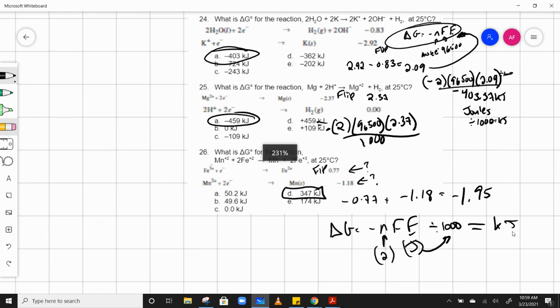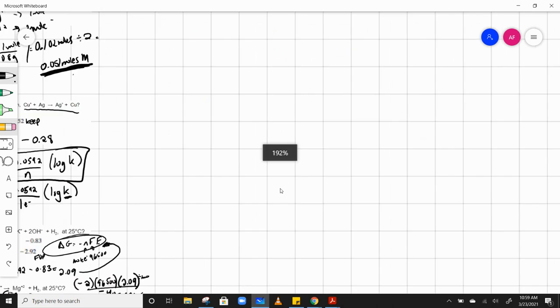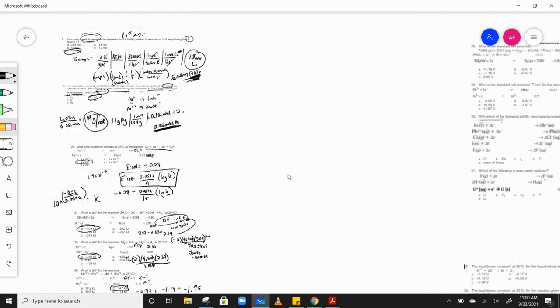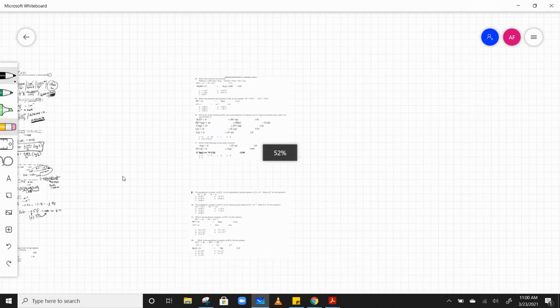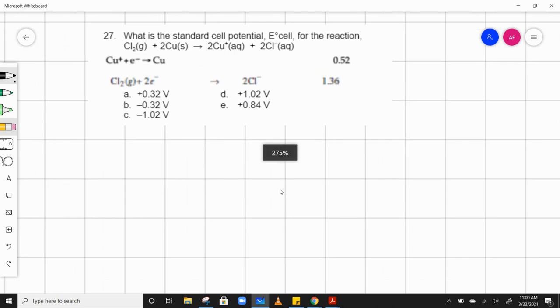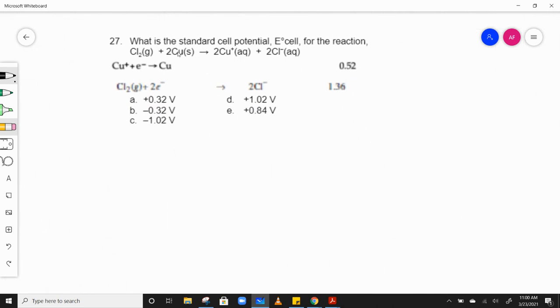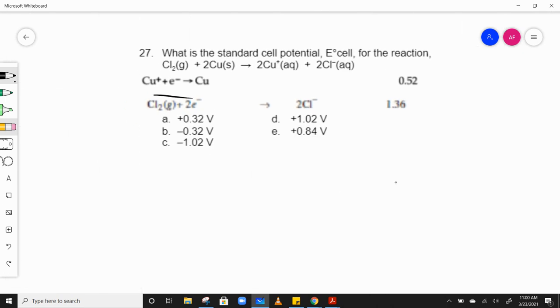Okay. Number 27. This is the one. Number 27, I wrote for Cu2+ rather than Cu+. Where is it? There it is. Yeah, so originally I had the wrong one here. If you got the wrong answer because of that, then you just had to change this one.